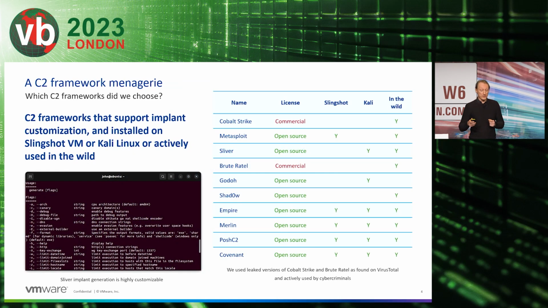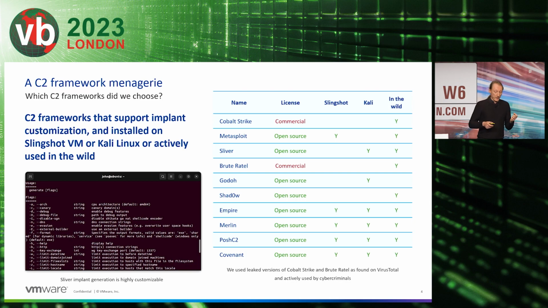Which C2 frameworks did we choose and why? We had 2 criteria. The first criteria is that the C2 frameworks we choose have to be either found in the wild or installed on Kali Linux or Slingshot VM. Take a look at this table. There are 10 C2 frameworks that we've chosen, and 8 of them are open source, whereas 2 of them, Cobalt Strike and BroodRatel, are commercial C2 frameworks. We found them leaked on VirusTotal, and we found out that they're actively used by cybercriminals.